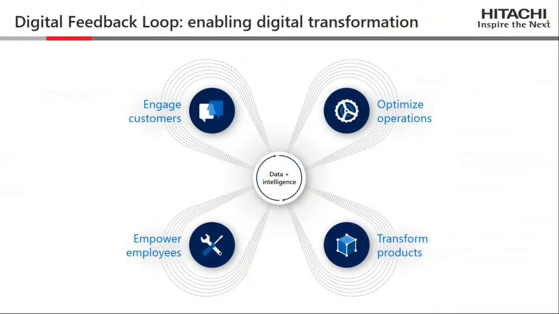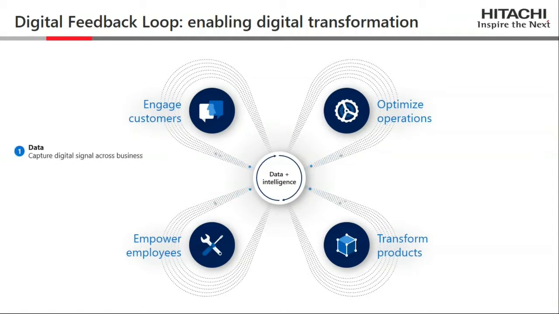So now I'm moving to the next section of our topic today, and this is on the Microsoft Power Platform. So what you're seeing right now is the digital feedback loop, and we can see that in every business, there are 4 aspects that we need to consider. So we need to be able to engage customers. We need to optimize our operations. And in doing that, we are empowering our employees. And of course, we have to transform our products.